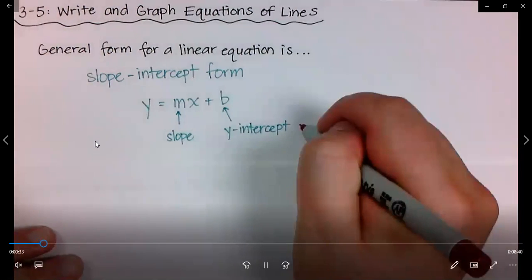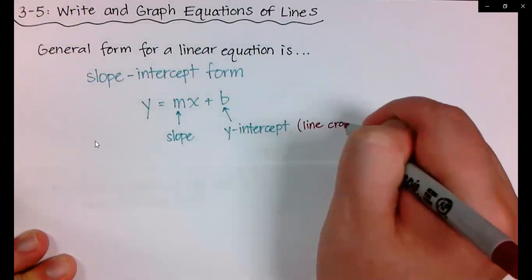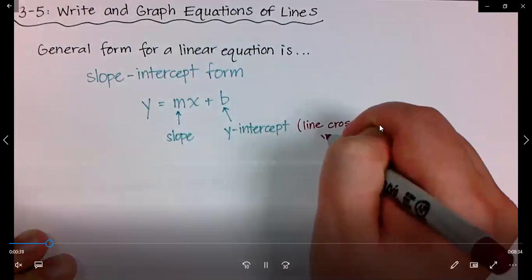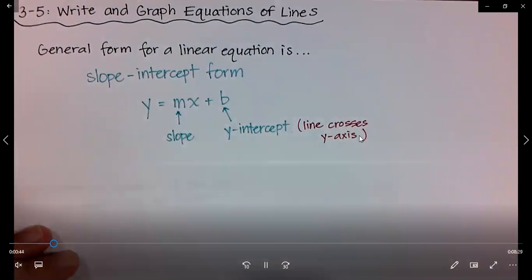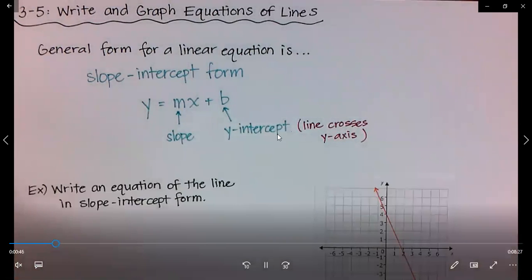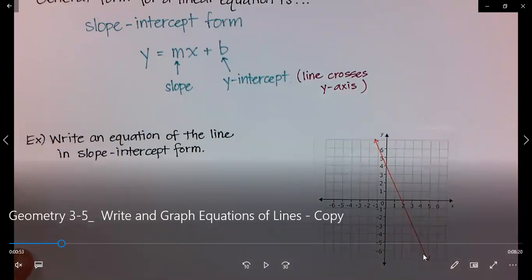Then we want to write the equation of the line. The y-intercept represents where the line crosses the y-axis. So if we have a line like this, where can we find the y-intercept? This line intersects the y-axis at the point 4, right? So the y-intercept in this case will be equal to 4.